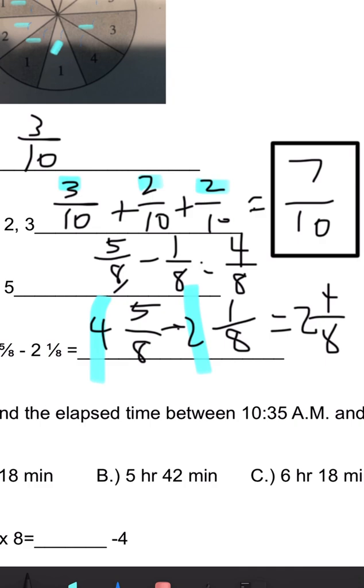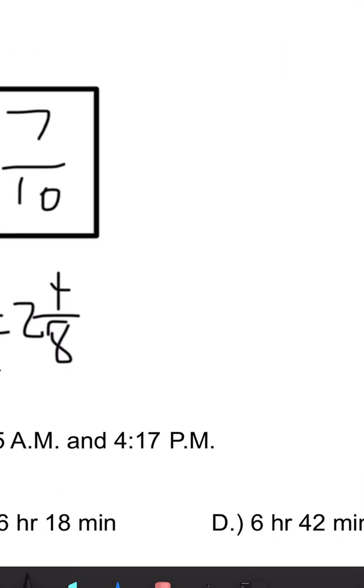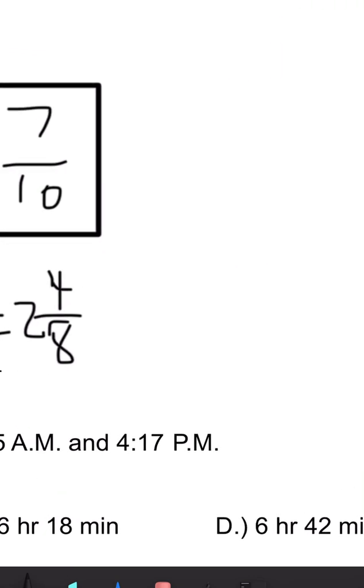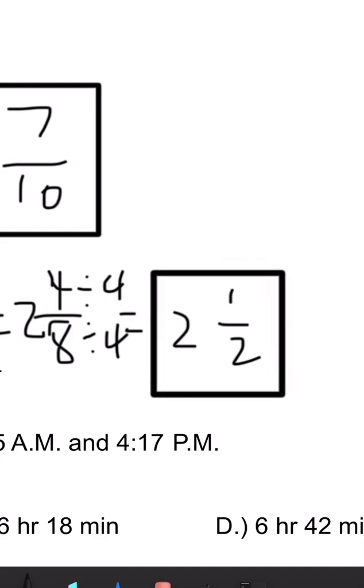So our fraction is 2 and 4/8, but we're going to simplify this fraction. So we're going to divide top and bottom by 4, and that's going to give us 1/2. So our final answer is 2 and 1/2.